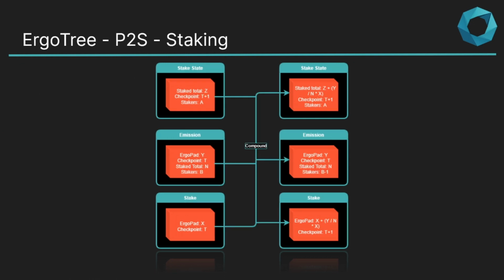But of course, ErgoPad will make sure that this transaction happens every day. The compound transaction is where it gets interesting for the user, because this is where we distribute funds from the emission box into the stake boxes. This transaction will have a stake state and emission box as the first two inputs, but can have an arbitrary amount of stake boxes, up to a certain limit that the blockchain has. So we can optimize and batch the stake boxes into fewer transactions, so we don't need to execute hundreds of transactions.